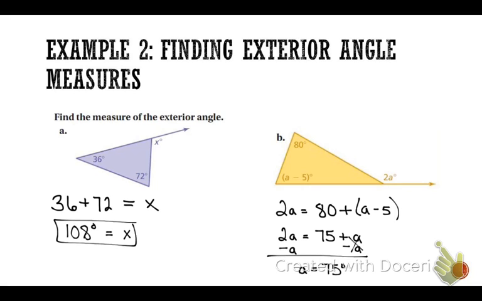Here's my problem though. It said find the measure of the exterior angle. My exterior angle is 2a. This is 1a, so double it. What's 2 times 75? 150. So 150 is the measure of the exterior angle. Okay, almost done.